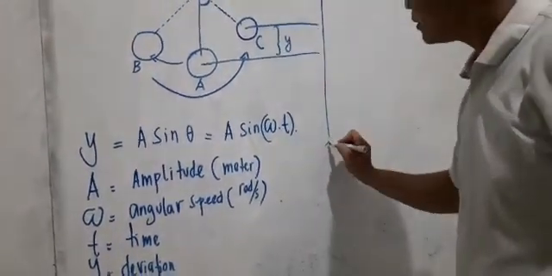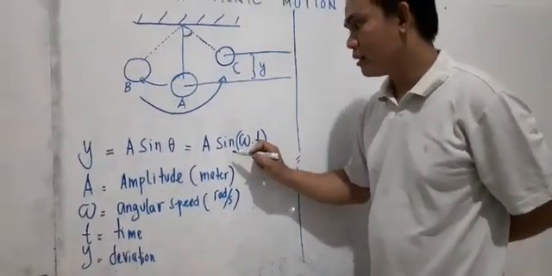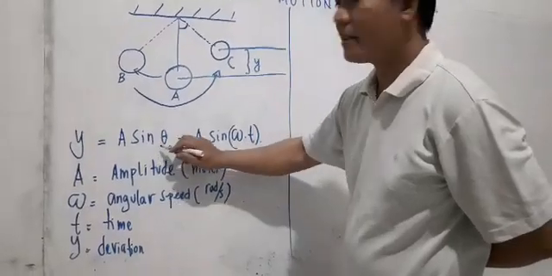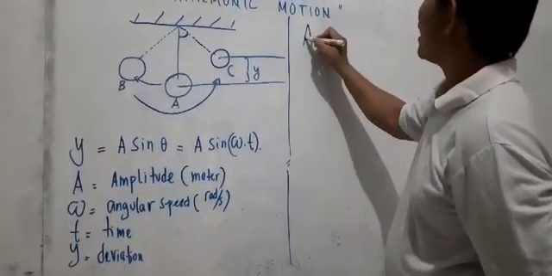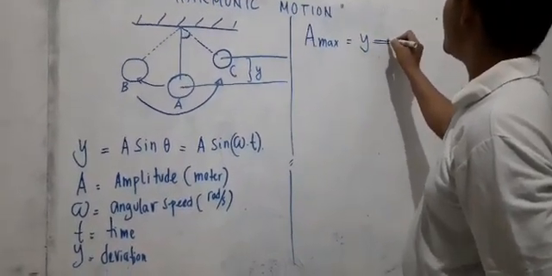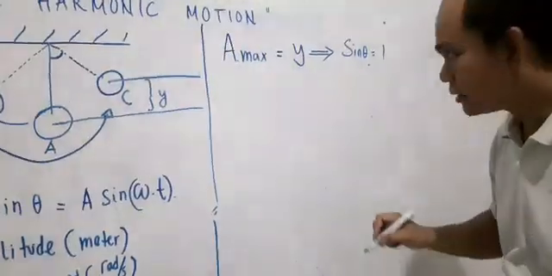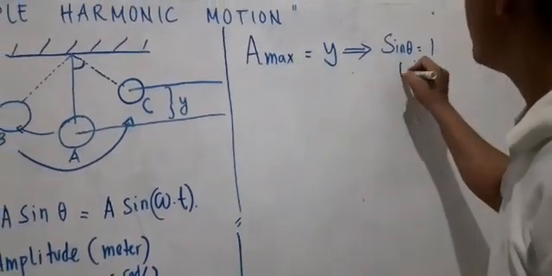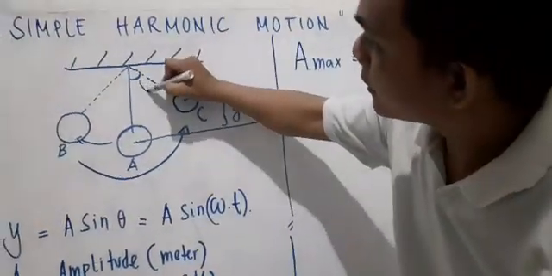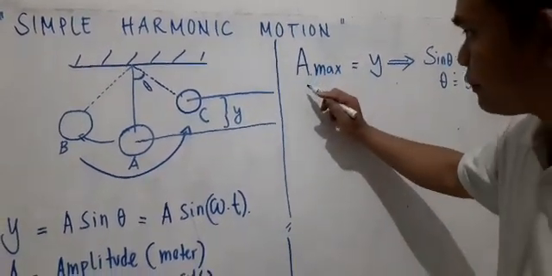If we look here, the requirement to get the maximum amplitude is that sin theta must be 1. What does it mean? The maximum amplitude is equal to y if sin theta is equal to 1. That means that theta must be 90 degrees. So the angle must be 90 degrees to create the maximum amplitude.